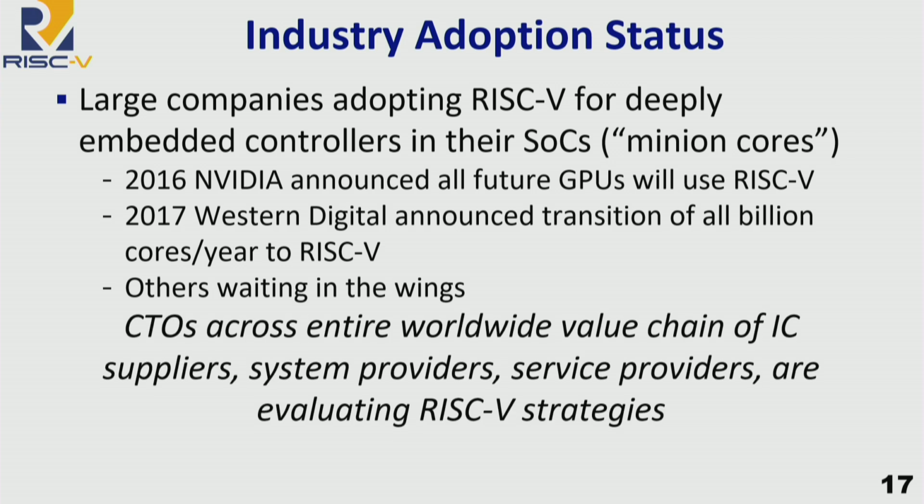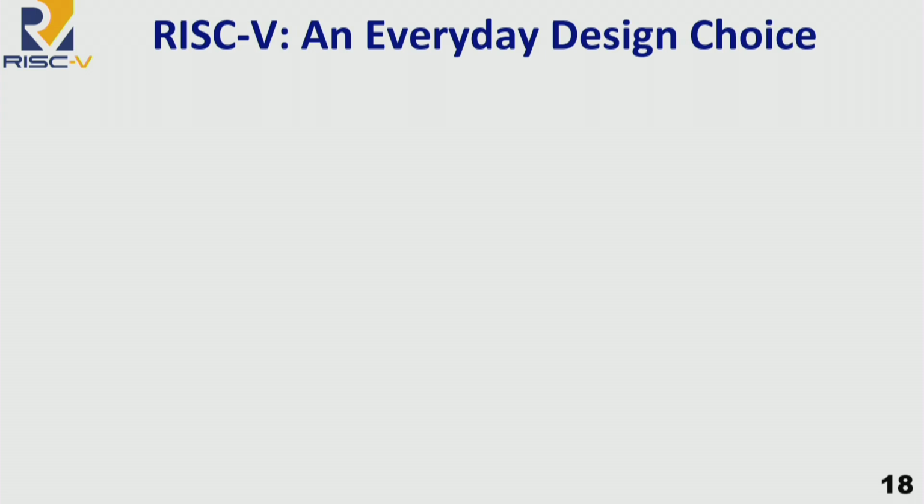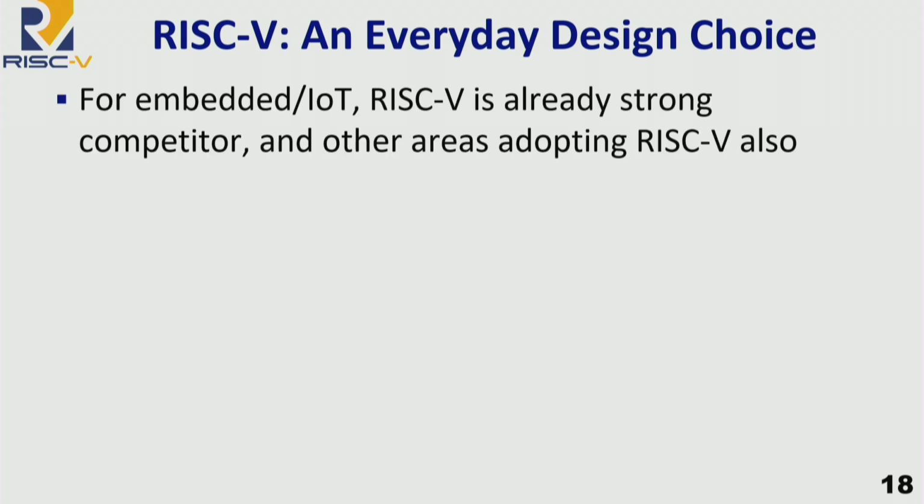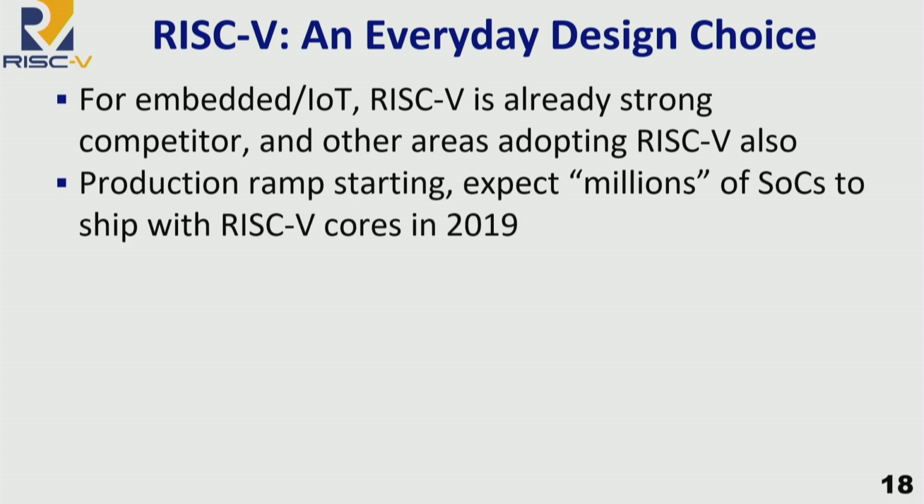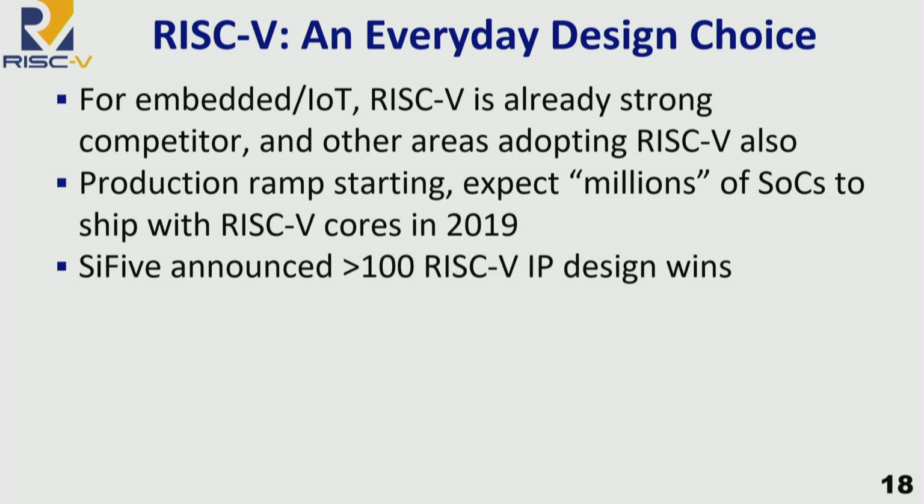Basically, for CTOs everywhere, it's not about if we'll use RISC-V, it's more about when and where we're going to be using RISC-V in our products. It's becoming a normal design choice. So in a lot of embedded IoT, RISC-V is already a strong competitor. Other areas are also going to RISC-V. You may not be aware, but there will be millions of SoCs with RISC-V cores on them being produced this year. This is really the first year of mass production.